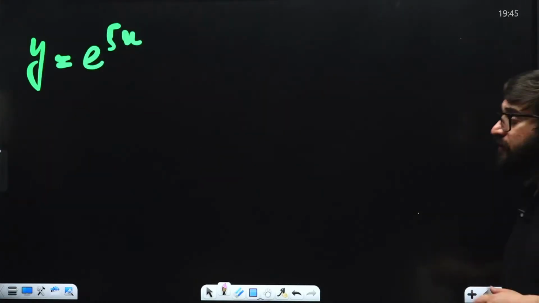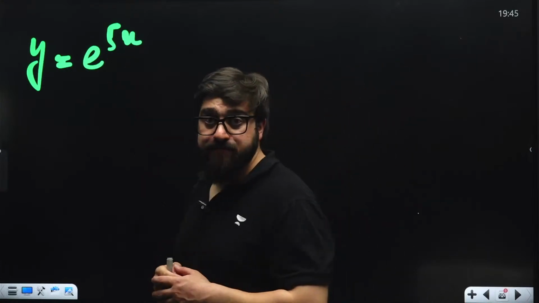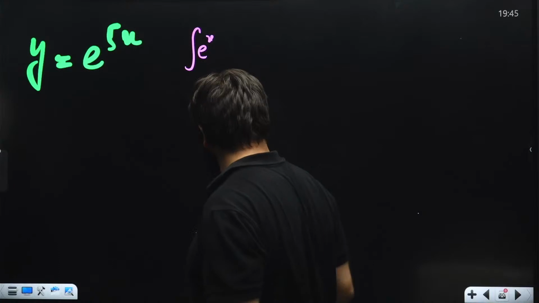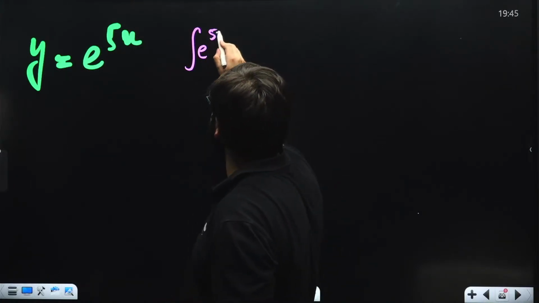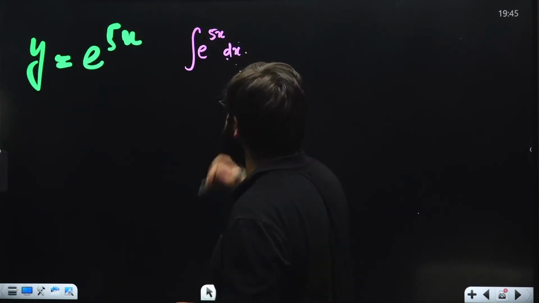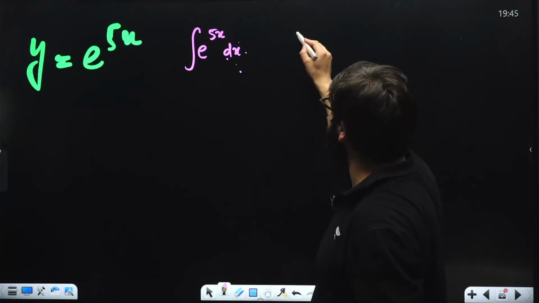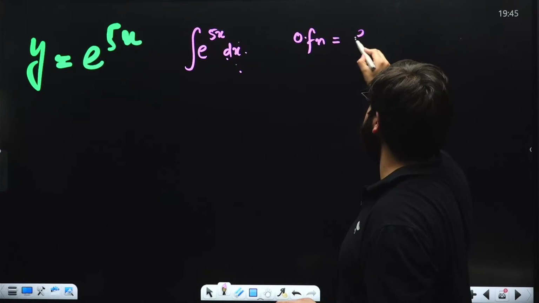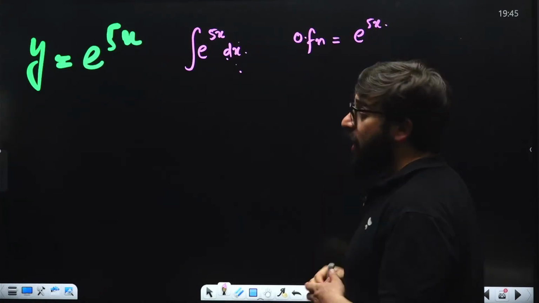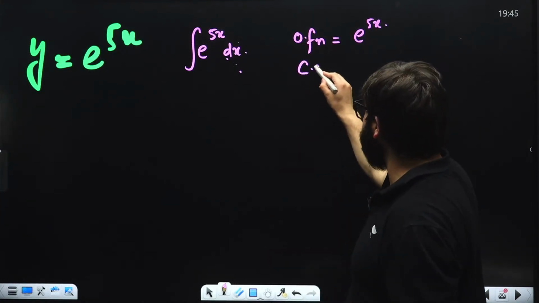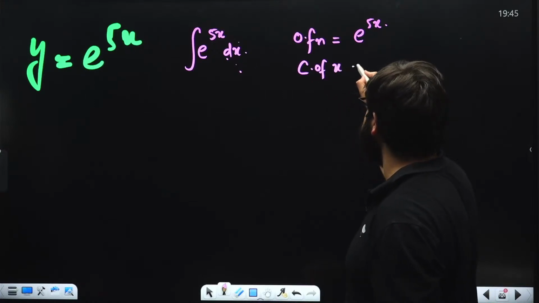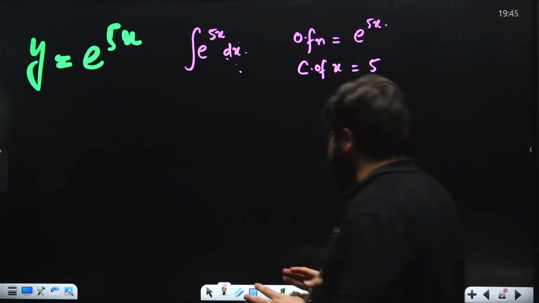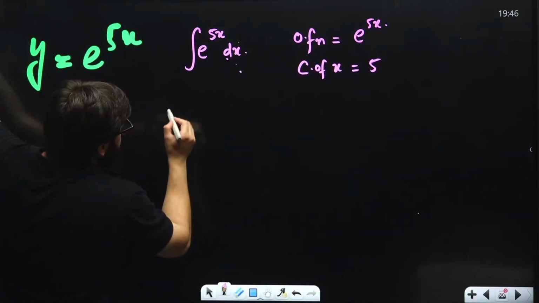Next, e raised power 5x. So we have to find integration of e raised power 5x dx. See, if I ask you what is the outer function in this particular case, you say, sir, e raised power 5x only. And what is the coefficient of x? You say, sir, that is 5.